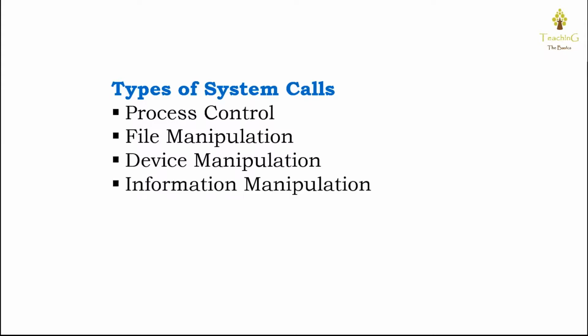Then comes information manipulation, or information maintenance system call. It deals with getting the system time, setting the system time or date, getting the system date, getting or setting some system data, and getting process, file or device attributes. Pretty much all the information that we require is maintained with this information maintenance system call.